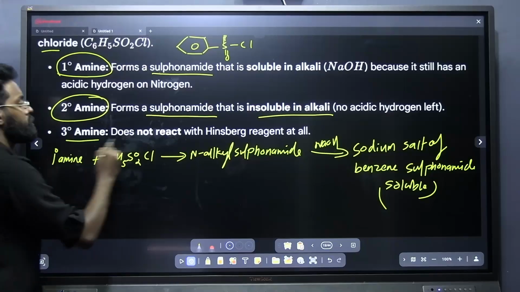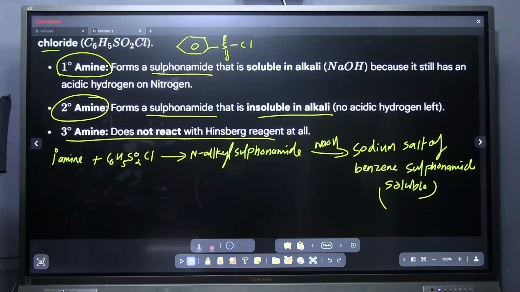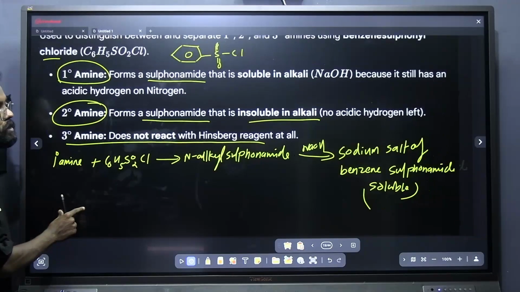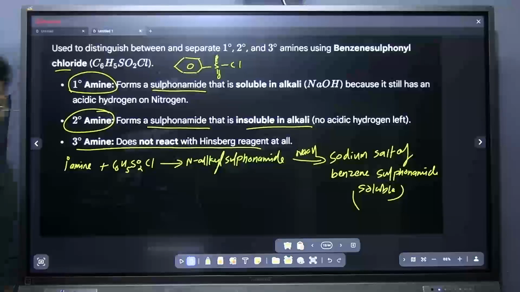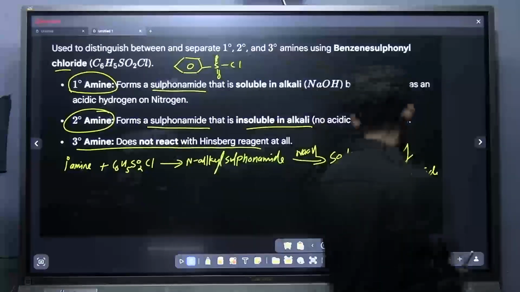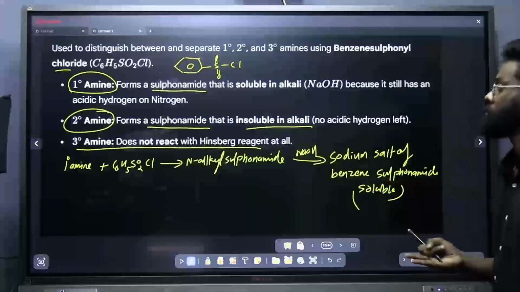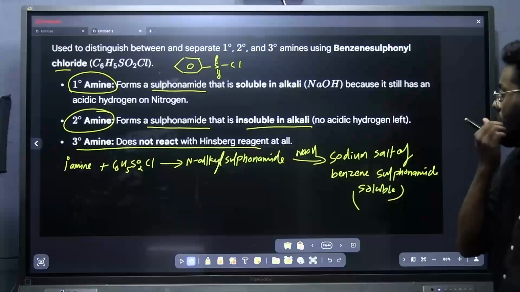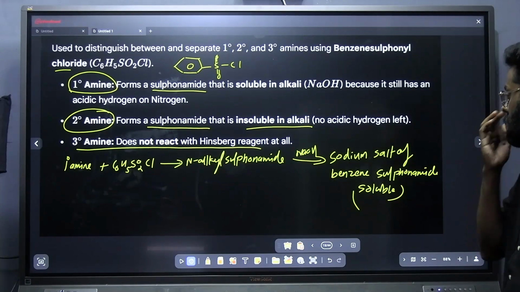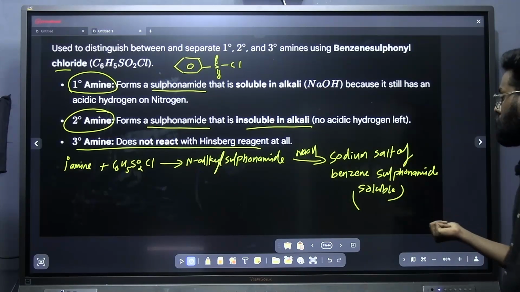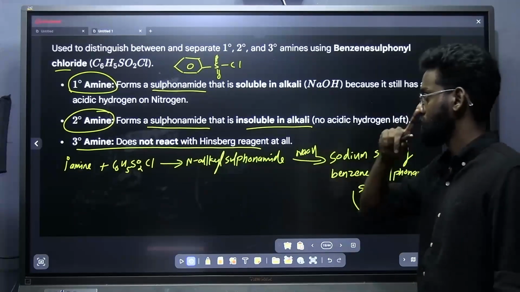Now tertiary amine is not at all going to react with the Hinsberg reagent. Okay, this is the point you have to note down. Shall I move on, students? Hinsberg test, primary, secondary and tertiary. Primary gives N-alkyl sulfonamide, which on treating with NaOH gives the sodium salt of benzene sulfonamide, which is soluble in water. The remaining are insoluble or show no reaction.